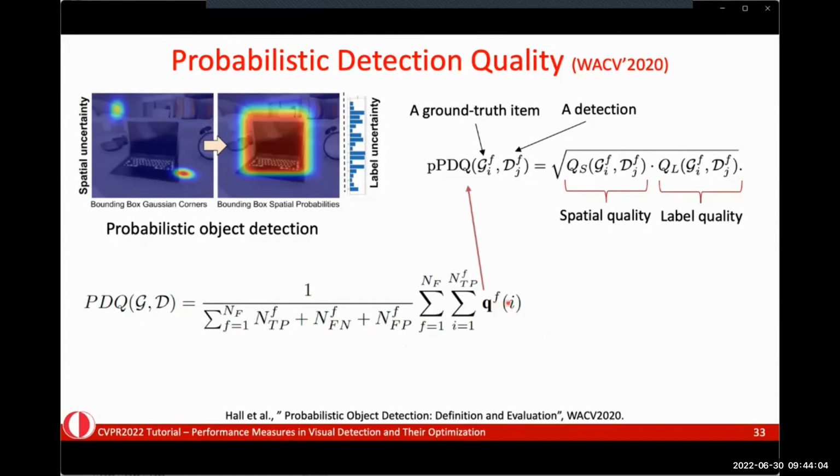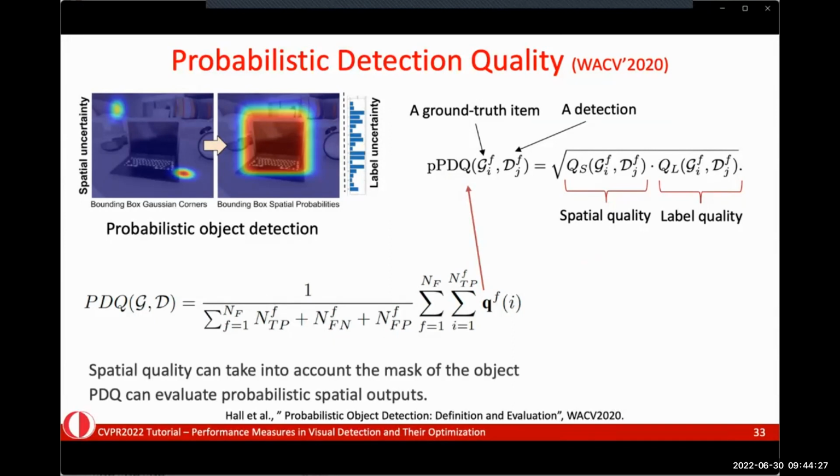Here, this Q function is actually pPDQ, which measures the spatial quality and label quality for a detection ground truth matched pair. And then this total quality is divided by the number of true positives, number of false negatives, and number of false positives. Spatial quality can take into account the mask of the object. This is an additional feature of the performance measure. And PDQ can evaluate probabilistic spatial outputs.